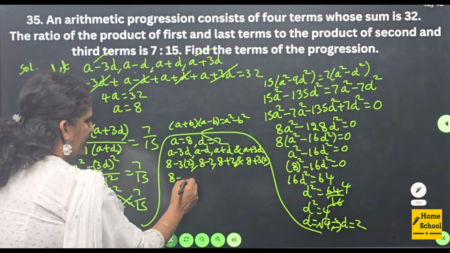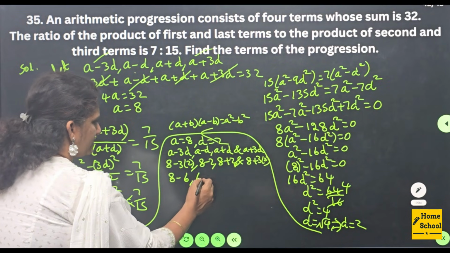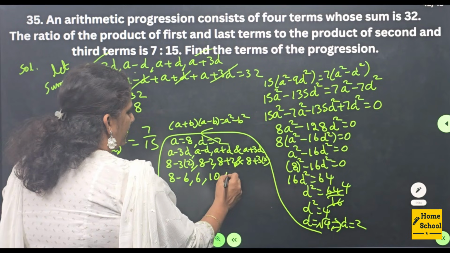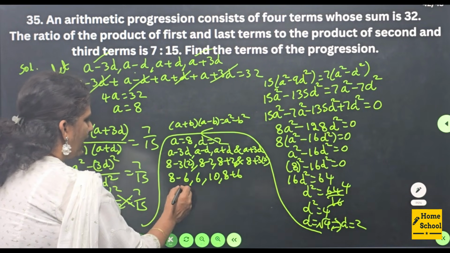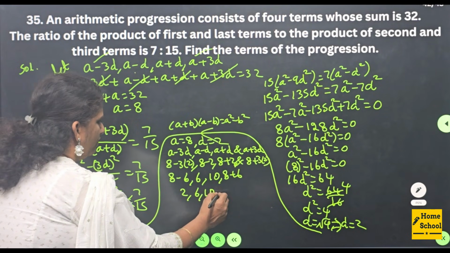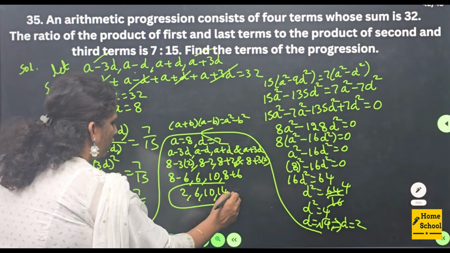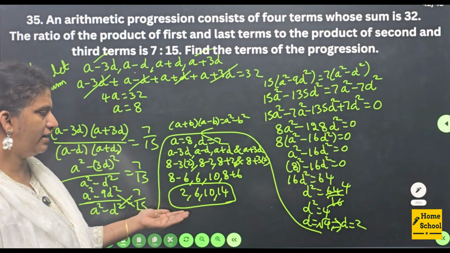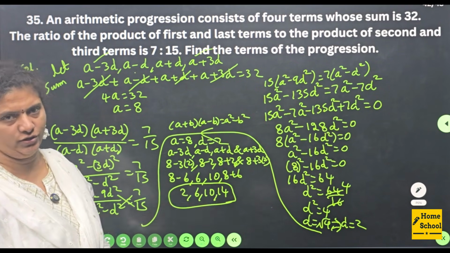8 minus 6, comma 8 minus 2 is 6. 8 plus 2 is 10. 8 plus 3 2s are 6. 8 minus 6 is 2, 6, 10, 14. What are the 4 numbers? The 4 terms of the arithmetic progression are 2, 6, 10, 14.